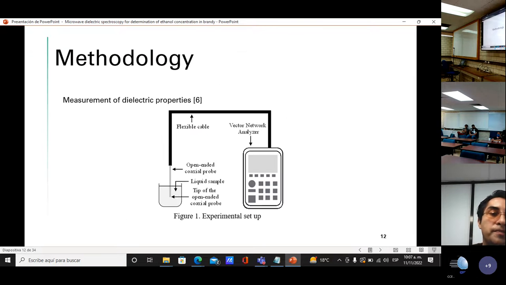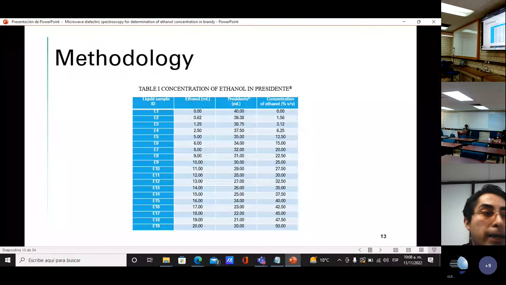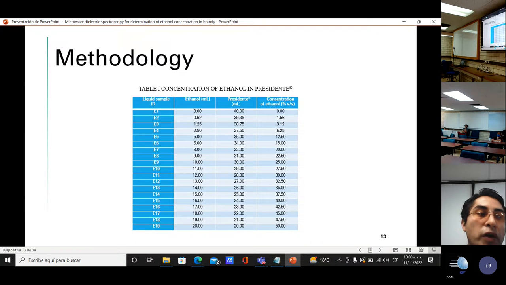So, methodology. In this work, we use the open coaxial probe. The open coaxial probe is pressed against a solid or immersed in a liquid, and the reflection coefficient is measured to determine the permittivity. This is the database, and 19 samples were prepared for this work. The characteristics are shown in Table 1.